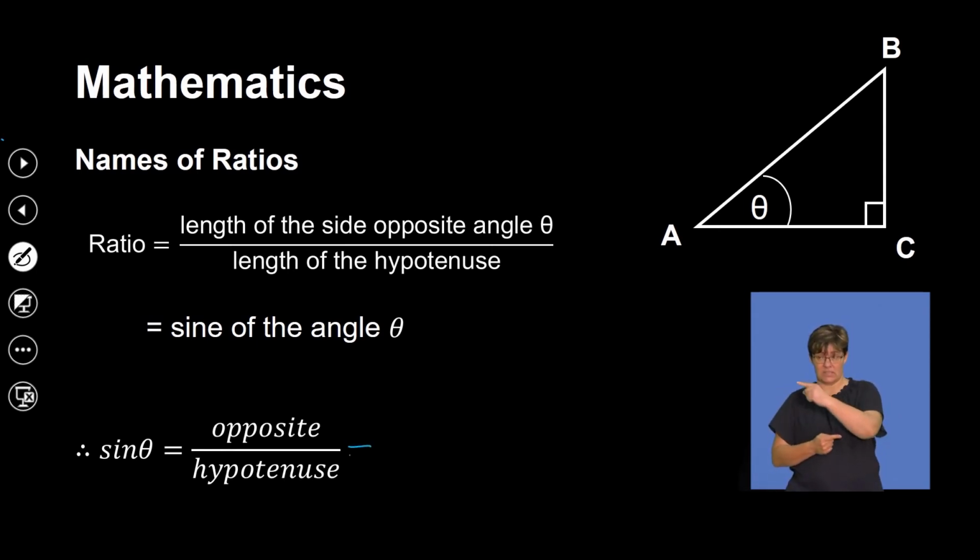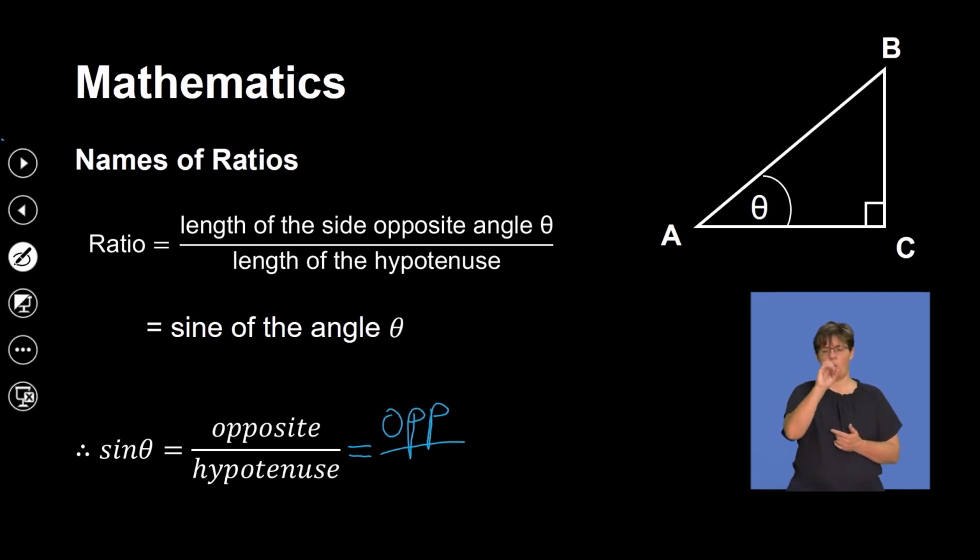Now you will see some textbooks use the words OPP over HYP. It's really one and the same thing. Remember, we are smart as mathematicians, but our smartness makes us lazy at times. So we shorten things so that we can just speak about them and not have to dwell on the language itself.